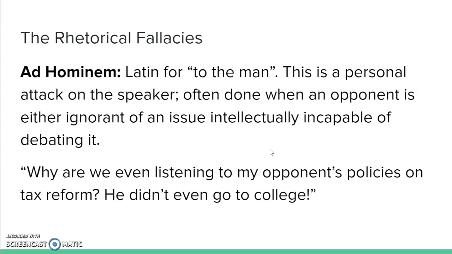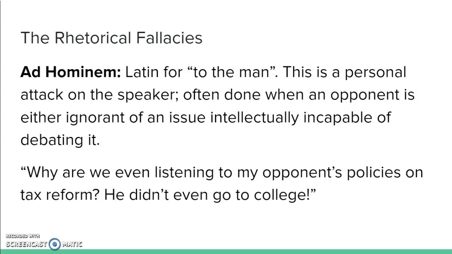So, we're not going to get through all of these. This is just the beginning. So first off, ad hominem. Ad hominem is Latin. It means to the man. This is a personal attack on the speaker. This is often done when an opponent is either ignorant of an issue or, to put it bluntly, intellectually incapable of debating an issue.